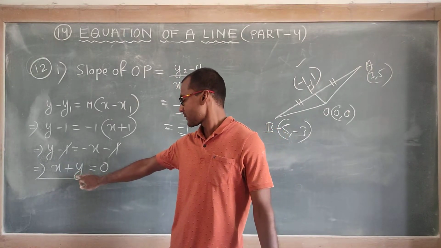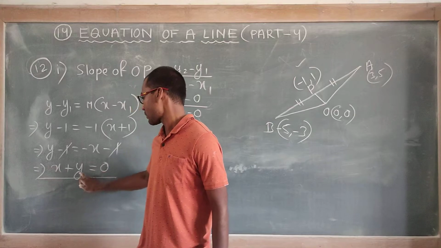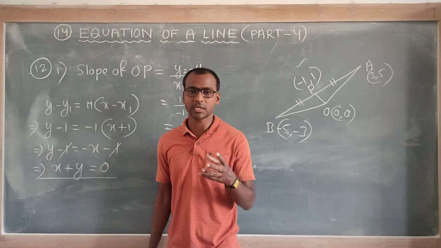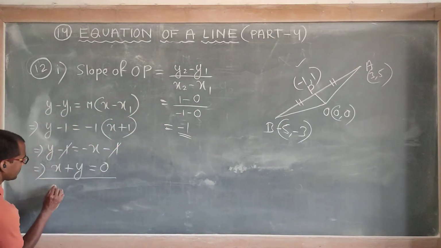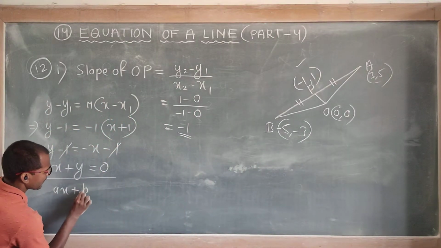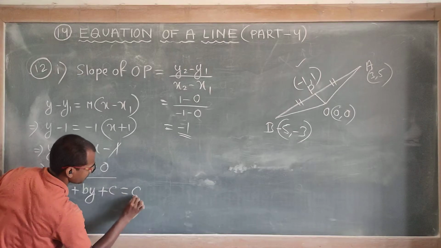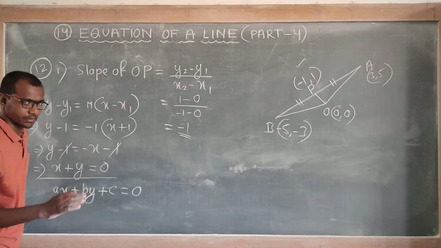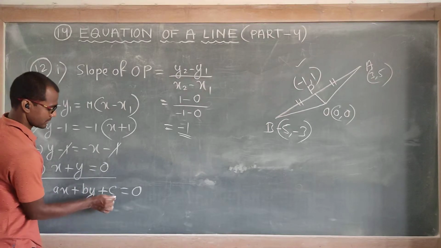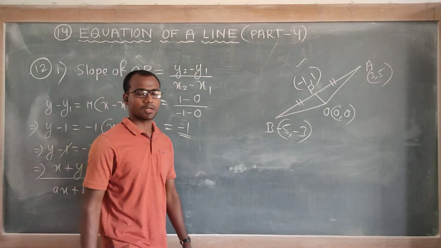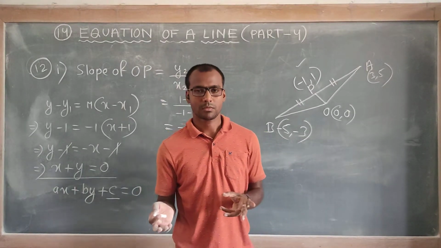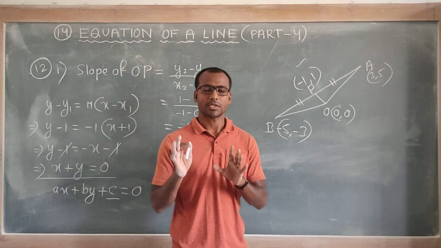See here, the coefficient of x is 1, the coefficient of y is 1, but there is no constant term here, means there is no c. If you write it in the form ax plus by plus c is equal to 0, you can see there is ax here, there is by here, but there is no c. When there is no c, remember, the y-intercept will be 0, or the line will be passing through the origin.